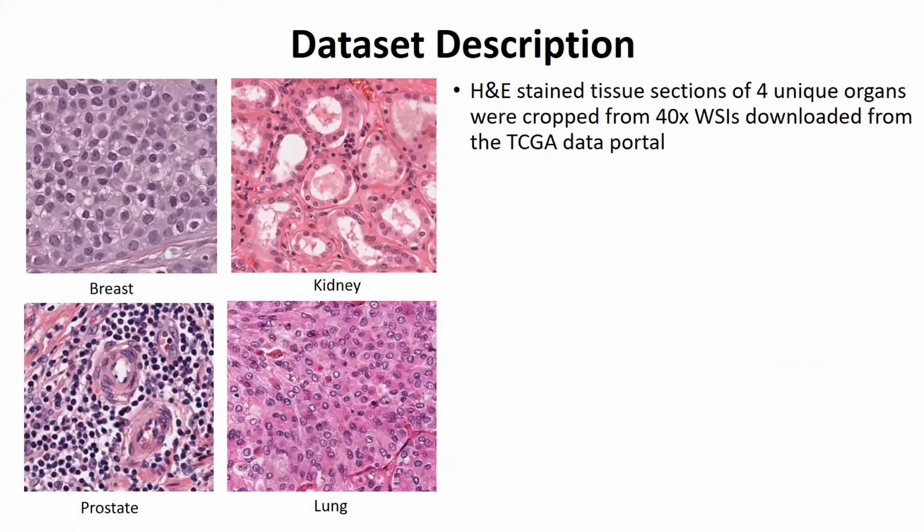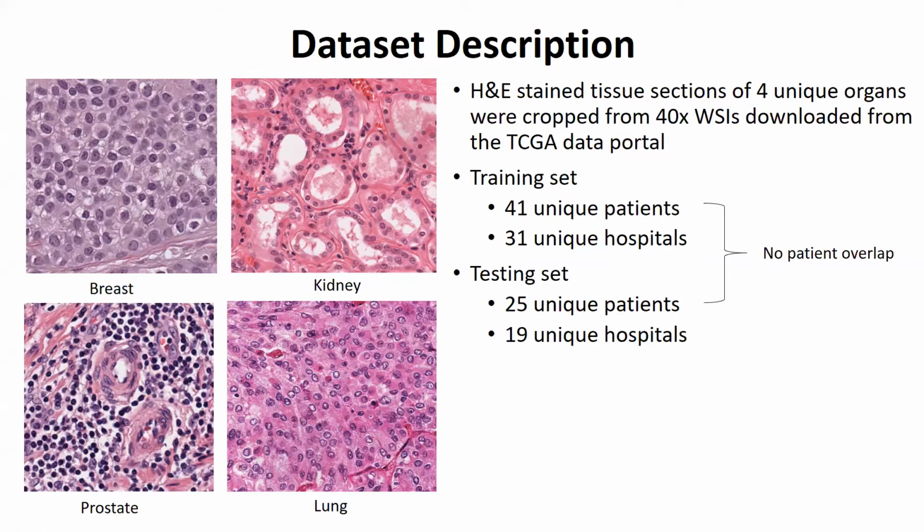In this challenge, we created data from H&E stained tissue images obtained from 4 different organs. For example, here you can see breast, kidney, prostate, and lung are the organs which we used to create this data set. The data was cropped from 40x whole slide images, which were downloaded from the TCGA data portal.